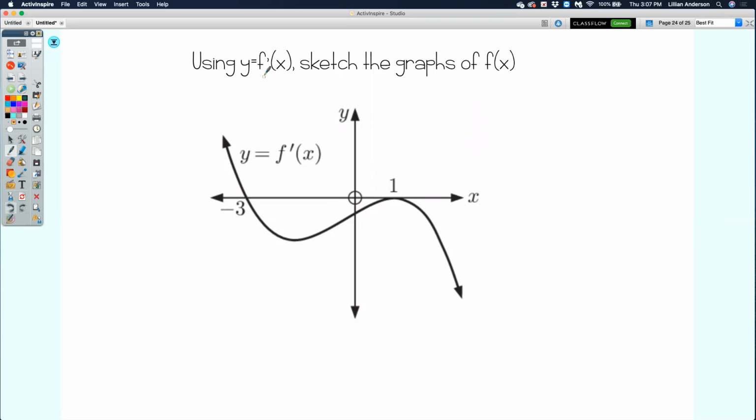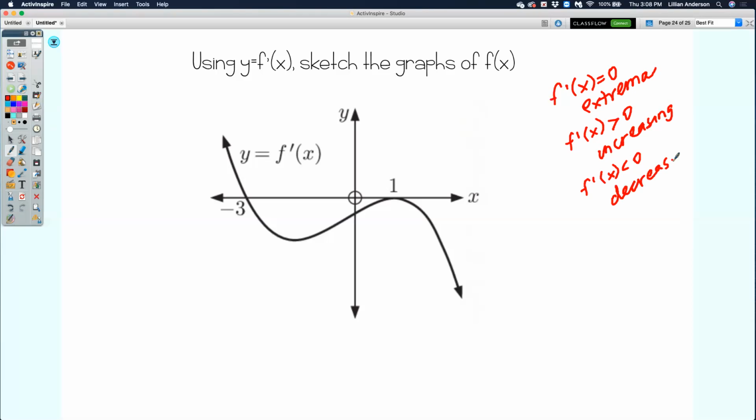So here we are given the derivative. This black curve represents the derivative. And then remember, when it comes down to the derivative, not the second derivative, sorry, where the first derivative is equal to 0, that means we have an extrema. That means we either have a max or a min. If the first derivative is greater than 0, that means we are increasing on our original function. If the first derivative is less than 0, that means we are decreasing.